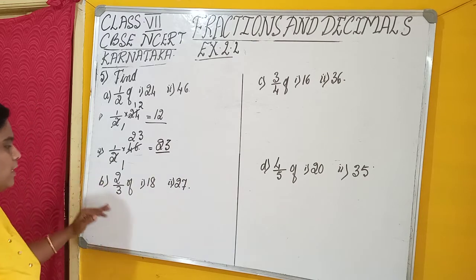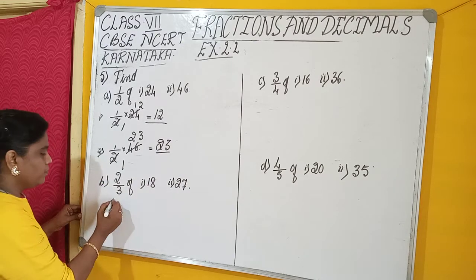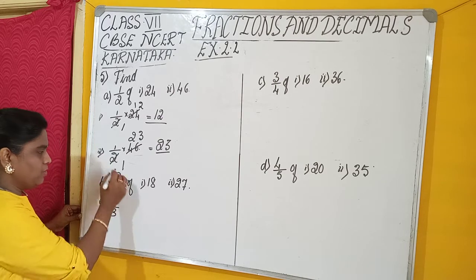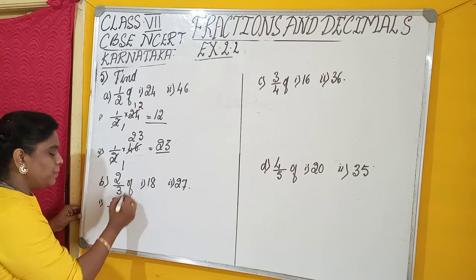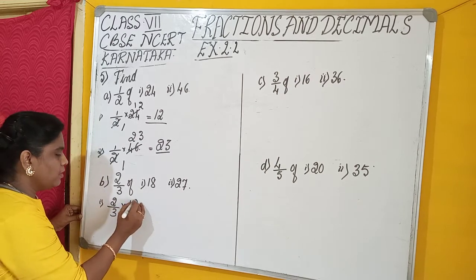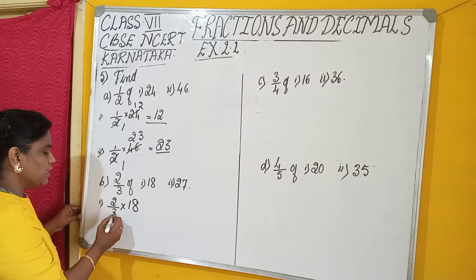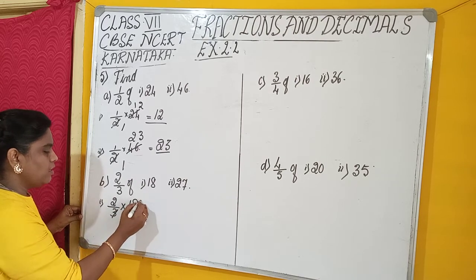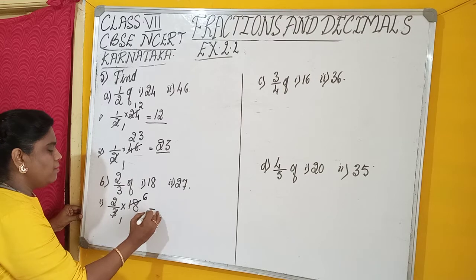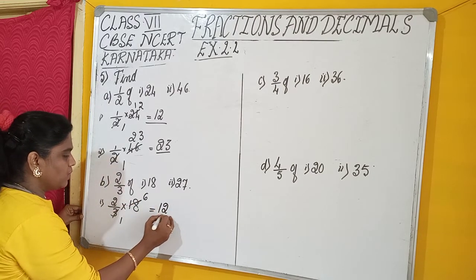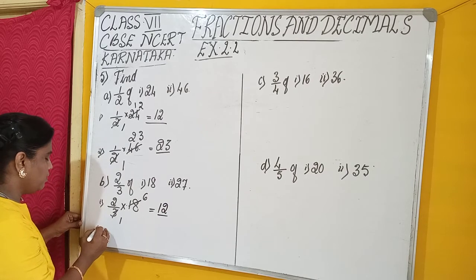Next, 2/3 of 18. We have to take this fraction 2/3, in the place of "of" put the multiplication symbol and then 18. Simplify this by dividing 18 by 3: 3 ones are 3, 3 sixes are 18. And multiply 2 with the 6, 2 sixes are 12. And then the second problem.